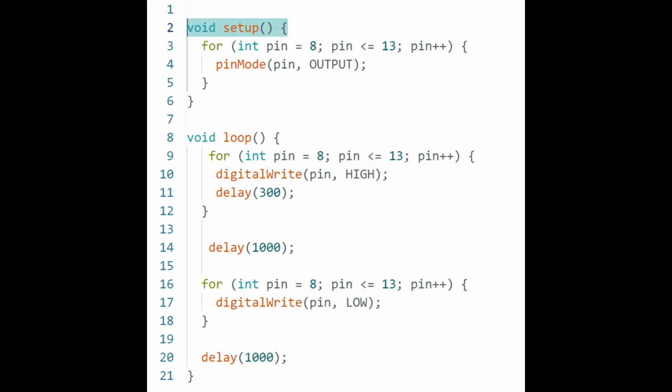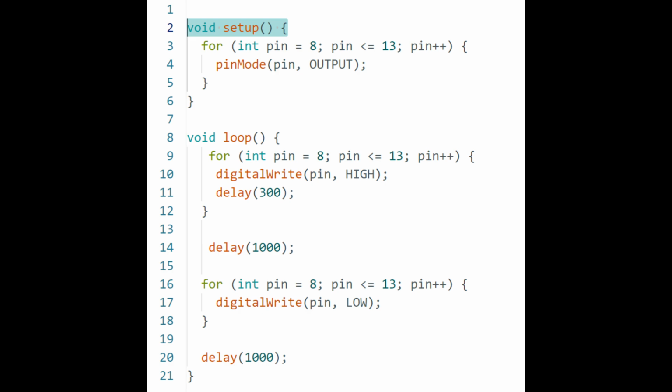Line 1 is blank. Line 2 reads void setup open parenthesis close parenthesis. This defines a special function that runs only once when the Arduino powers up or resets. It's where we prepare our pins and get everything ready before the main program loop begins. The opening curly brace marks the start of the code that belongs to this setup section.